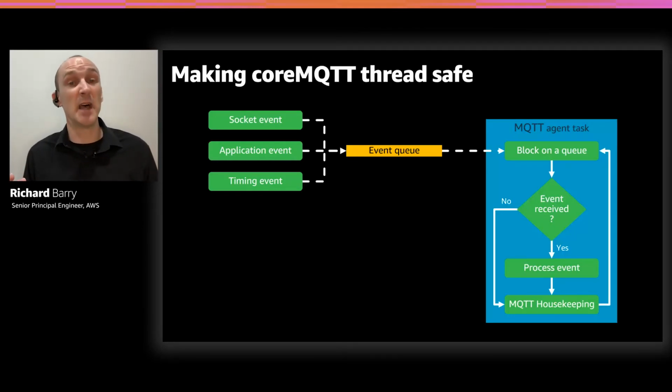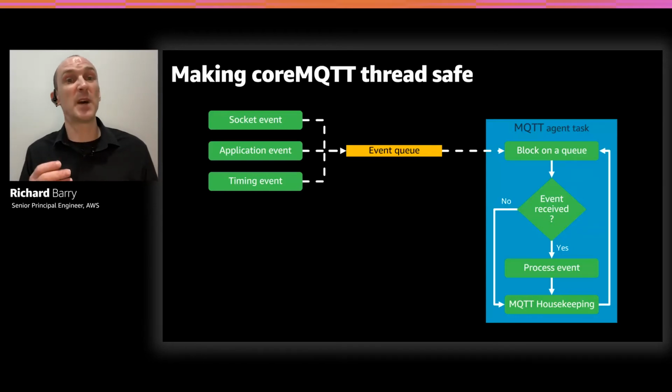So if the socket, which is connected to the MQTT broker, gets an event, maybe that publish acknowledgement has come back, it can send an event. It will cause the MQTT daemon task to unblock. It will process that event.